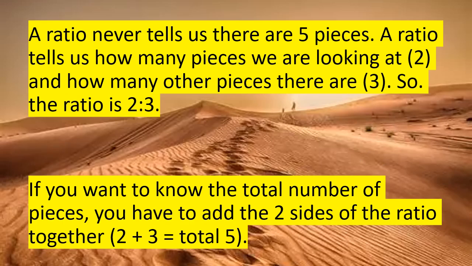A ratio never tells us there are 5 pieces. A ratio tells us how many pieces we are looking at, which is 2, the two blue ones, and how many other pieces there are, 3. So the ratio is 2 ratio 3. And if we want to know the total number of pieces, you have to add the two sides of the ratio together. 2 plus 3 equals the total 5.